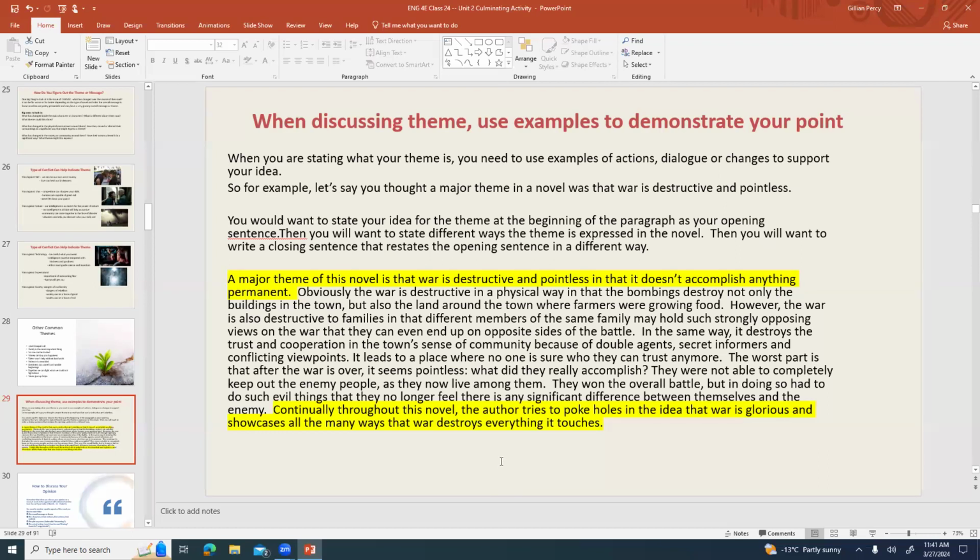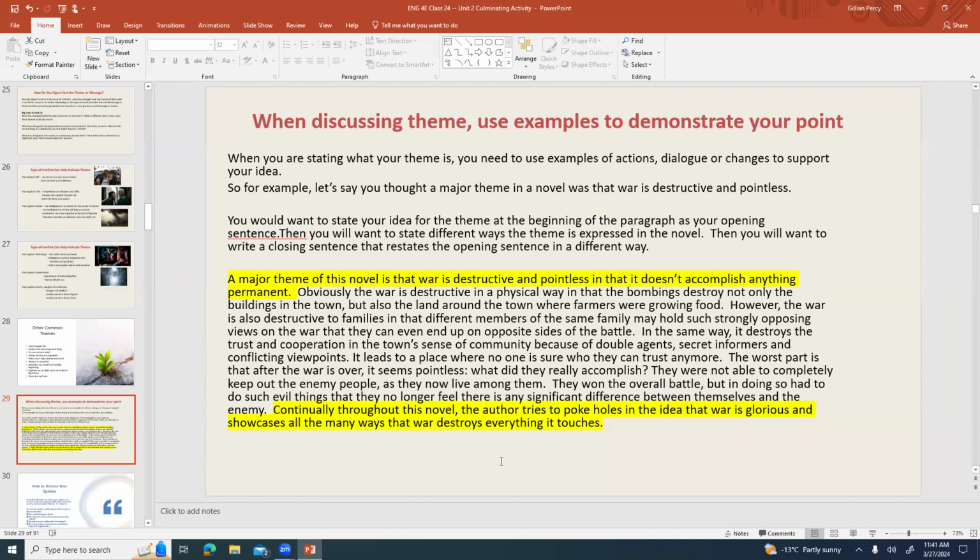In the same way, it destroys the trust and cooperation in the town's sense of community because of double agents, secret informers, and conflicting viewpoints. It leads to a place where no one is sure who they can trust anymore. The worst part is that after the war is over, it seems pointless. What did they really accomplish? They were not able to completely keep out the enemy people as they now live among them.